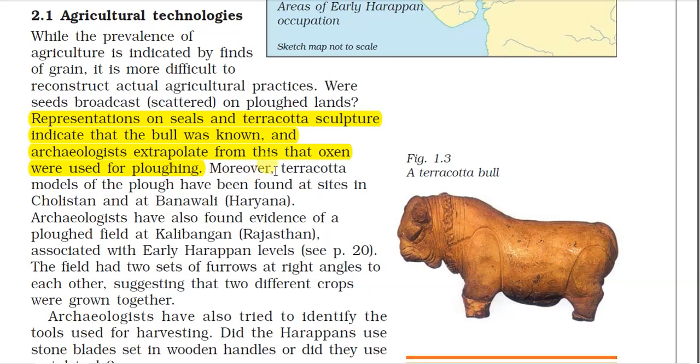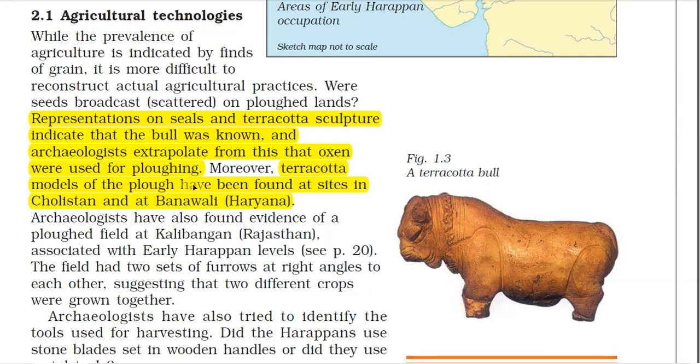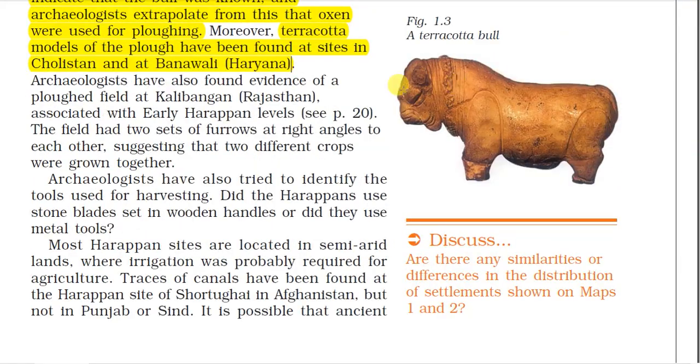Point number two, we have evidence of terracotta models of plow that we have recovered from Cholistan and Banavali. There are two sites in Haryana, Cholistan and Banavali. Both the sites show that models of plow had been recovered from these sites. Now, if models of plows are being recovered and excavated, that means they were using it, and if they were using it, they were well aware of agricultural practices, and they were practicing cultivation as well, right?